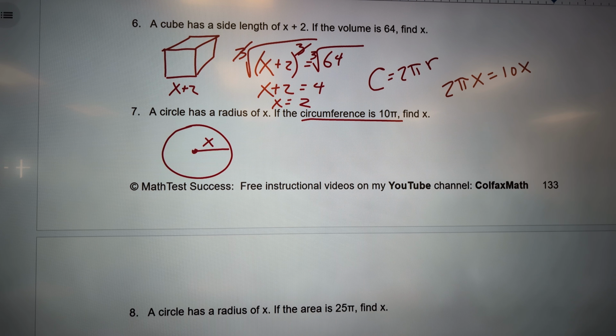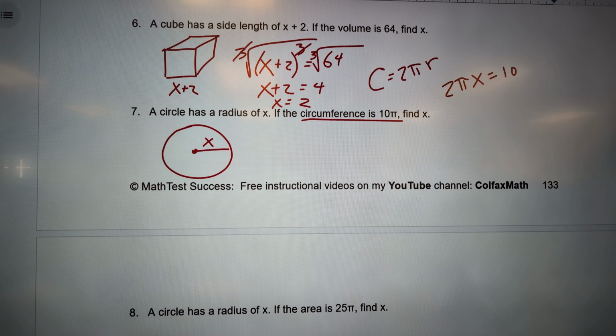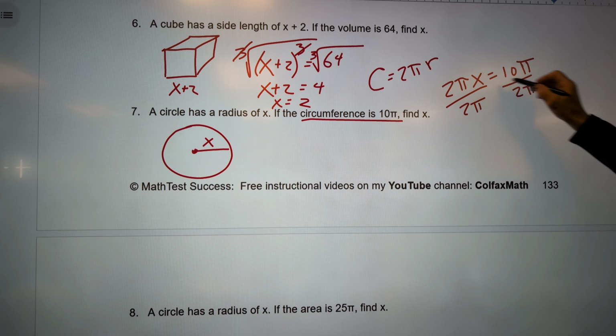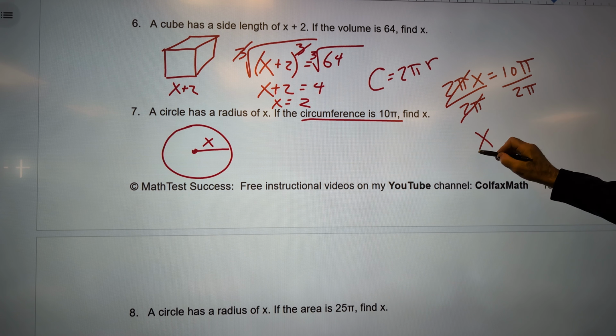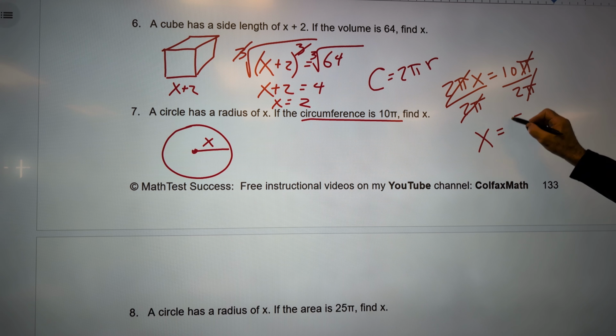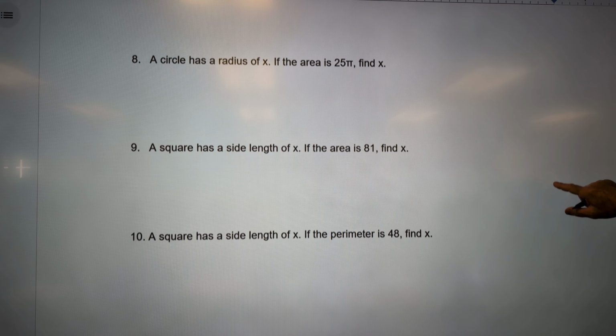Solve for x. So I have to get, this is 10 pi right here. So this is 10 pi. I have to get x by itself. So I divide both sides by 2 pi. These are going to cancel. That's x by itself. Pi divided by pi cancels. 10 divided by 2 is equal to 5. Okay, let's take a look at another couple circle ones.